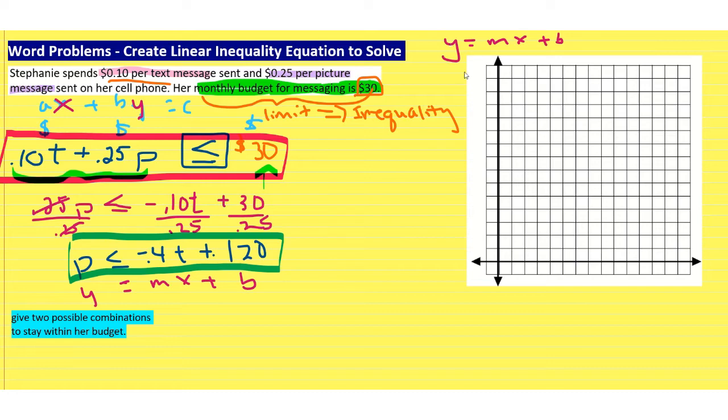y-axis up here is relating to my picture messages. These are my picture messages. Let me get a different color here. Okay, so let's do that one. Okay, so this is my y-axis. My y-axis is relating to my picture messages, and my x-axis is relating to my text messages.